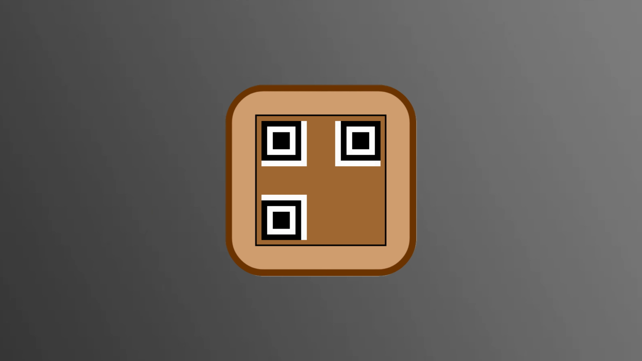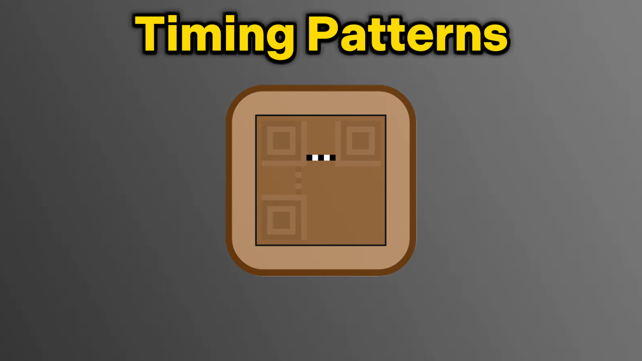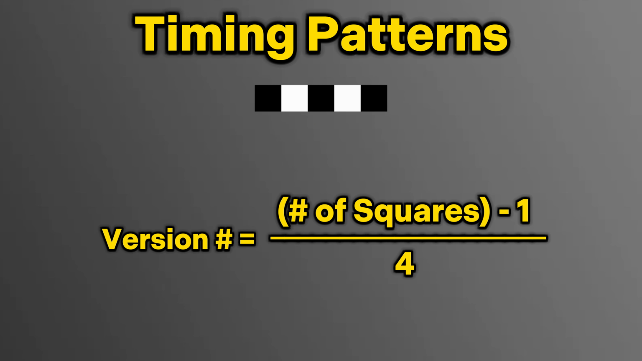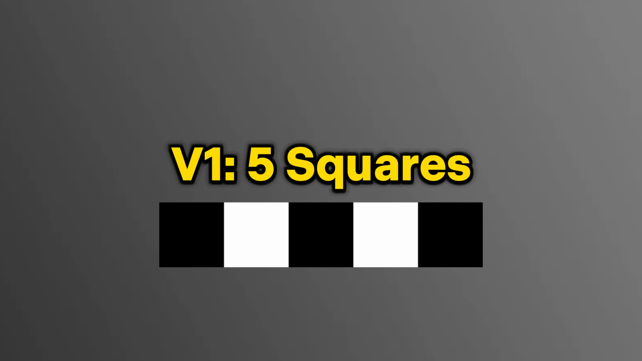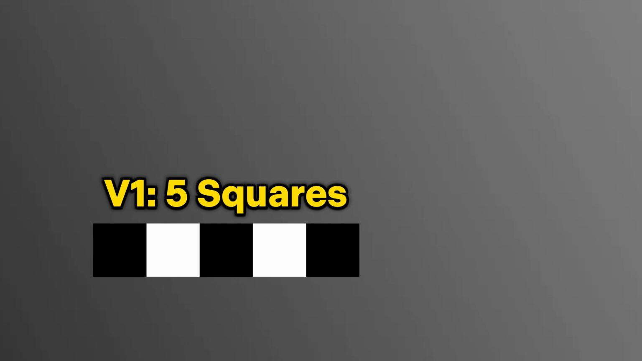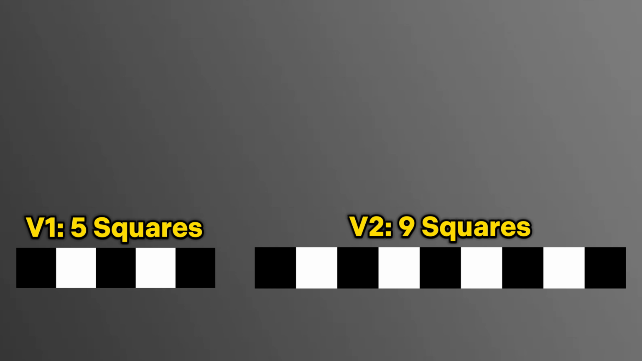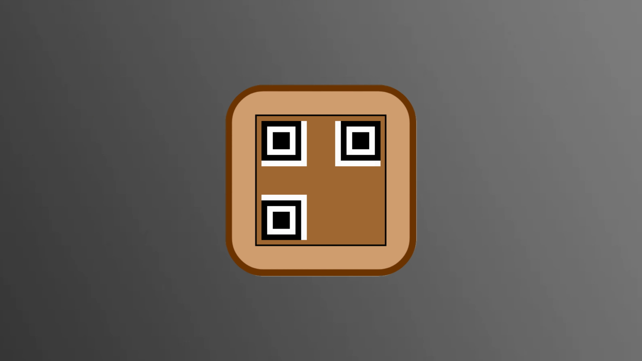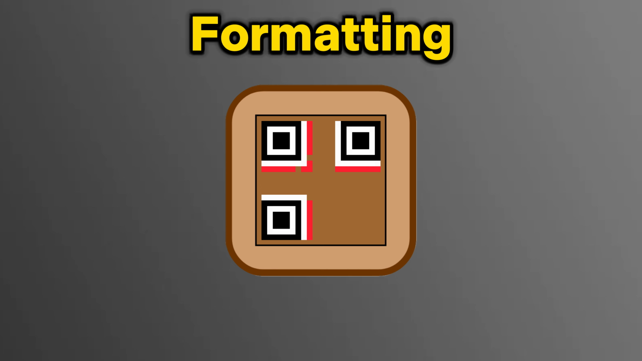In between the 3 position squares are sets of alternating squares known as timing patterns. These patterns act as a ruler, and they help the scanner tell what version or size the QR code is. For example, a version 1 code has 5 alternating squares, while a version 2 has 9. For each version of QR code, the timing patterns will increase by 4. Finally, there are sections of the QR code that are set aside to help format it. These will be useful once we fill out the rest of our code.